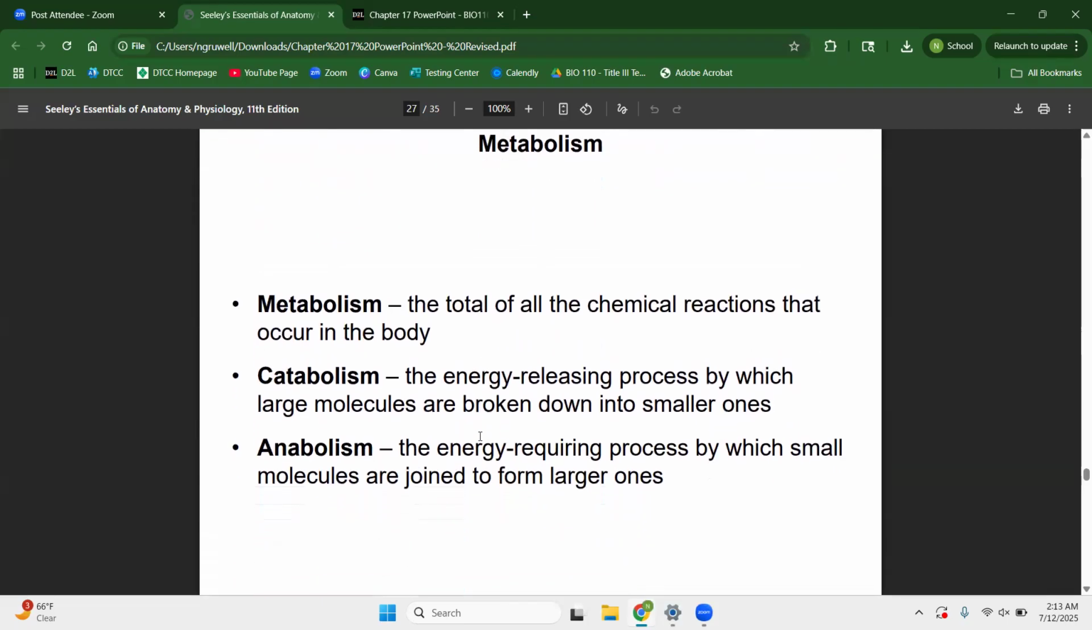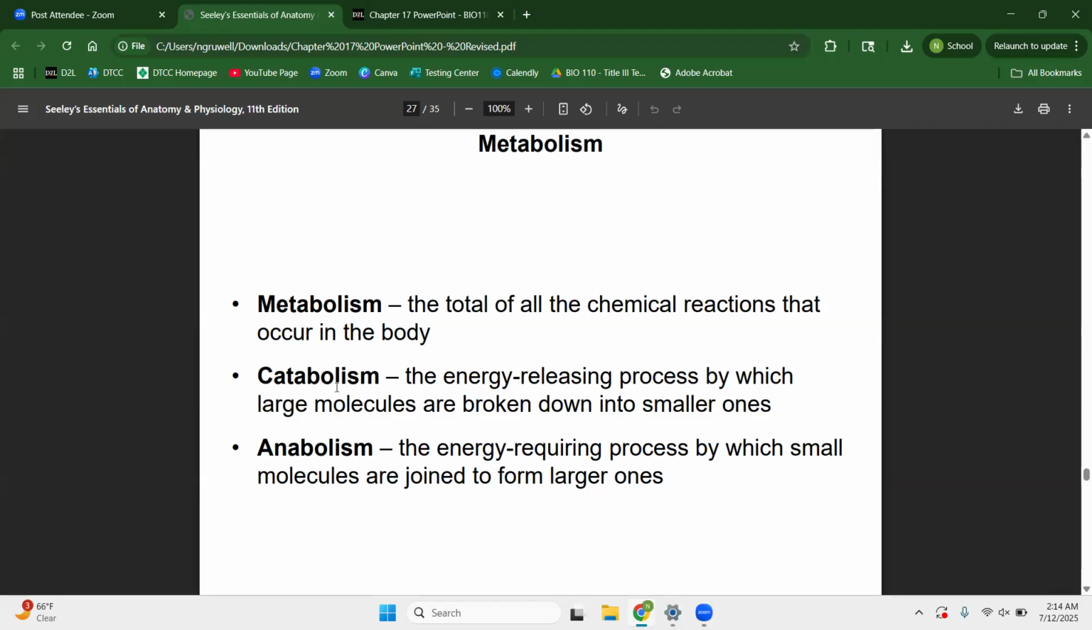Okay, let's just talk a little bit about metabolism. The word metabolism really means the total, or sum, of all the chemical reactions that occur in the body. So everything that happens in the body all day long is going to be metabolism. When someone says they have a fast metabolism or a slow metabolism, what they're referring to is their basal metabolic rate, which we'll see in a second, what their body is doing at rest. Are they burning more calories at rest, or are they burning less calories at rest compared to the average?